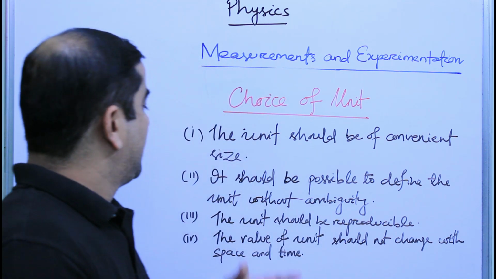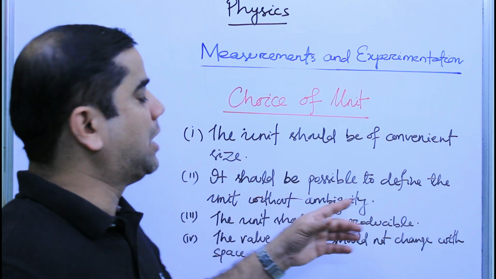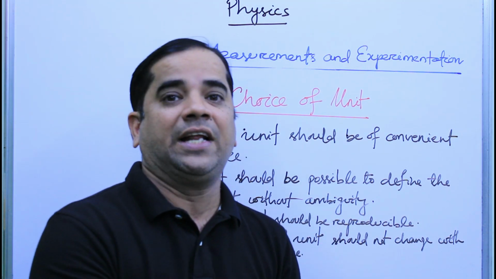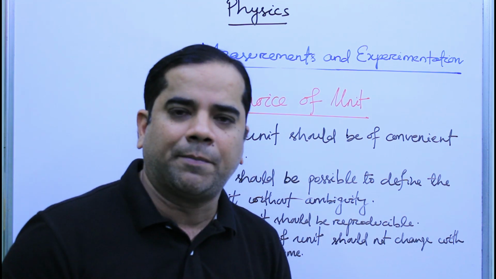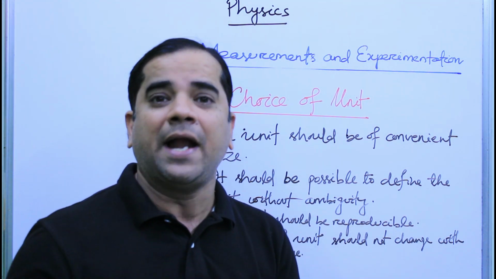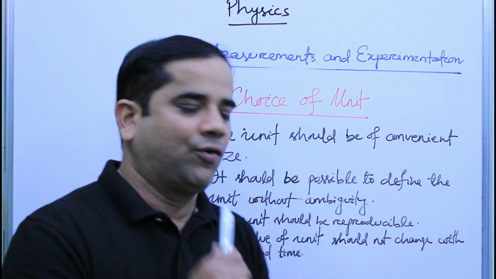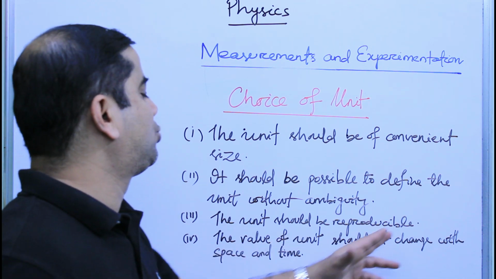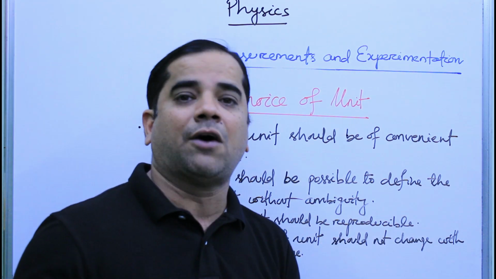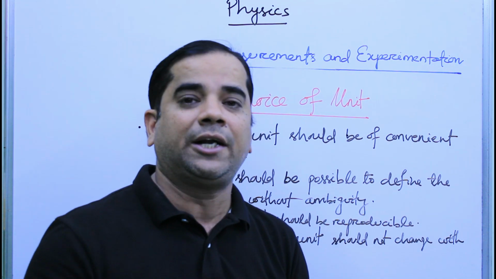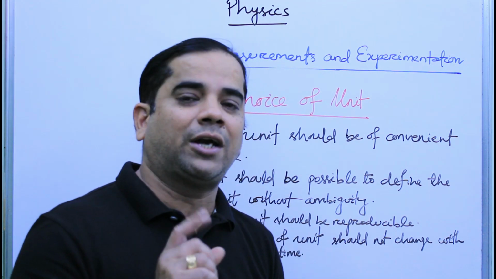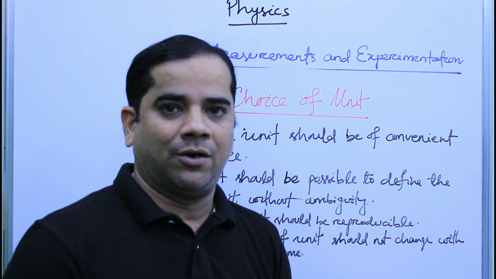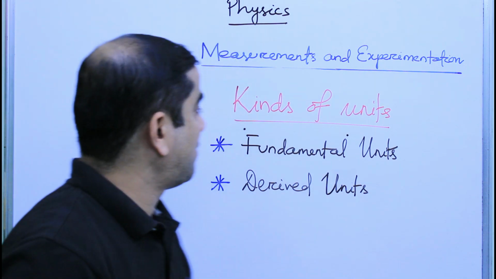So for measuring a piece of cloth, we can go for the centimeter, which is the submultiple unit of meter. Okay, it should be possible to define the unit without ambiguity. If we are going for the measurement of distance, it should be meter and it can be defined very easily without any ambiguity. Okay, the unit should be reproducible and the value of unit should not change with space and time. With the change of space and time, the value of unit should remain constant. It should not change. Okay, these points are to be kept in mind while choosing a unit.